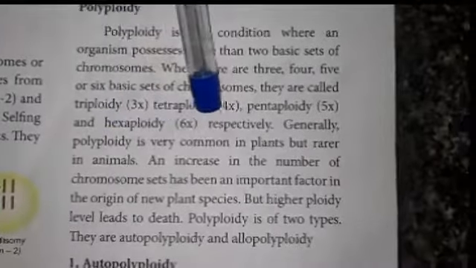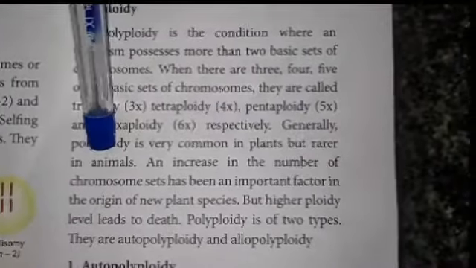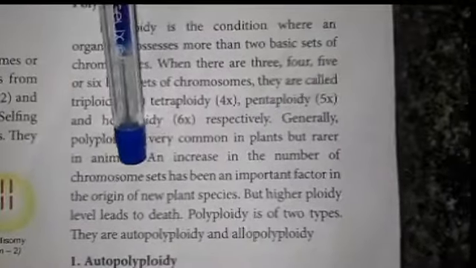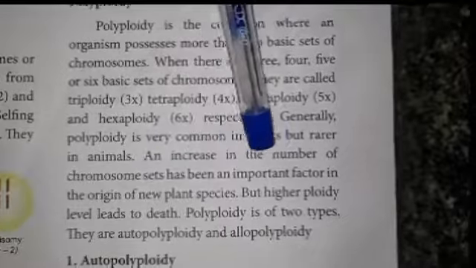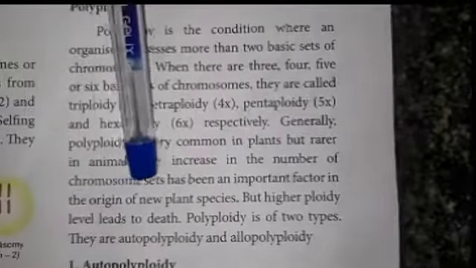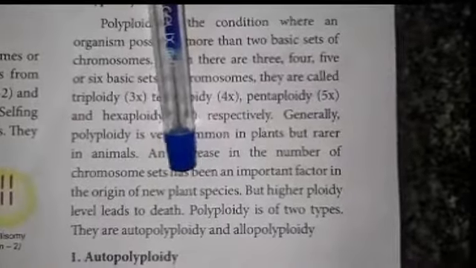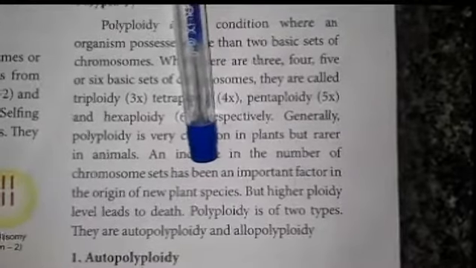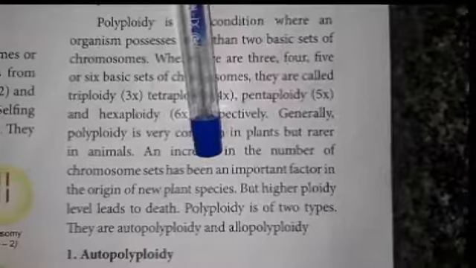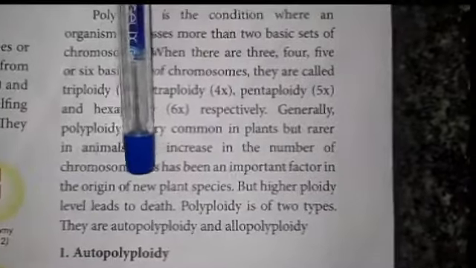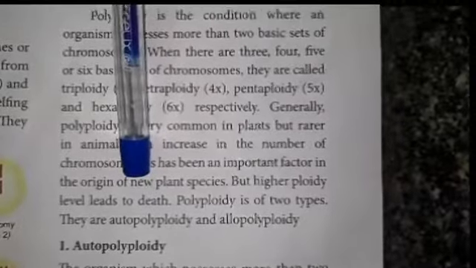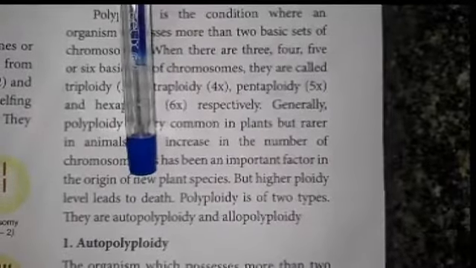Generally, polyploidy is very common in plants, but rare in animals. An increase in the number of chromosome sets has been an important factor in the origin of new plant species, which arise due to alteration in chromosomes. But a higher ploidy level leads to death.